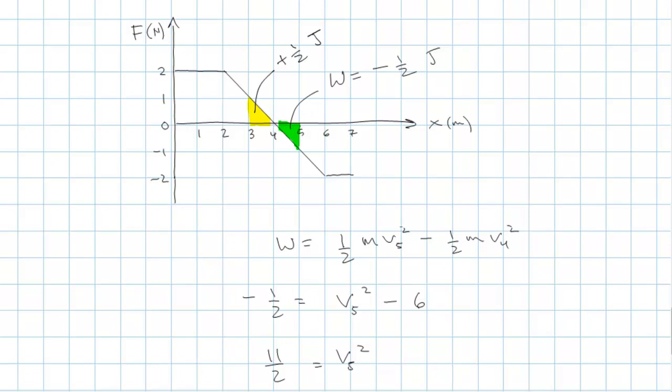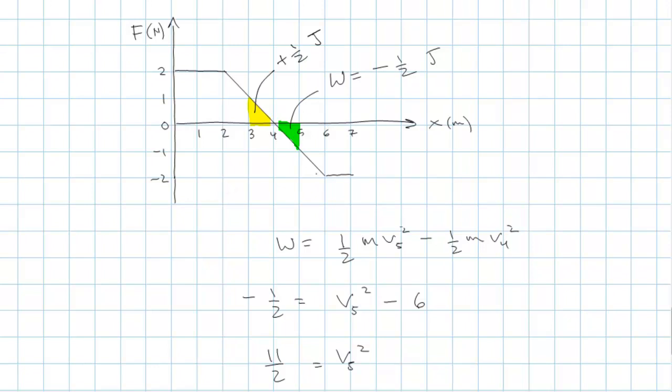Then from x equals 4 to x equals 5, negative 1/2 joule of work was done on our object. So it slowed down by a little bit, and it ended up back at the same speed it was at x equals 3. We did positive work 1/2 joule, sped it up a little bit. Then we did negative work 1/2 joule, slowed it down by the same amount, and so we're back to where we were at x equals 3.